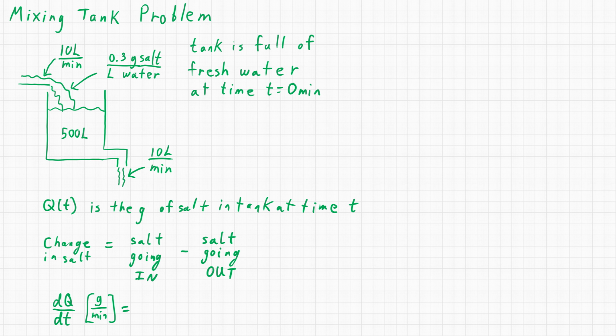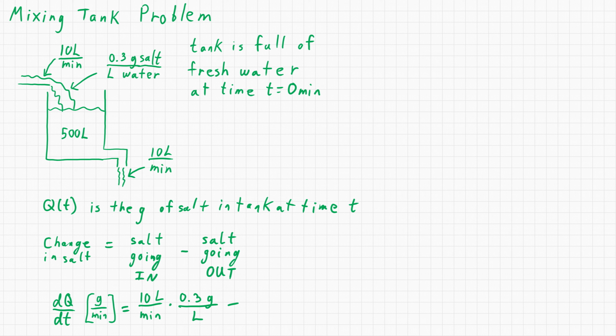Well, we can figure that out. We have 0.3 grams of salt per liter of water, 10 liters per minute flowing in. We need grams per minute to have all these terms be the same, because dQ/dt is already grams per minute. One way we can do that is to take the flow rate going into the tank multiplied by the concentration, so liters cancel liters, and we end up with just grams of salt per minute. I'll write that out explicitly: 10 liters per minute times 0.3 grams per liter. Okay, that's salt going in.